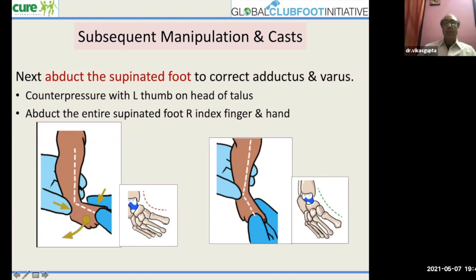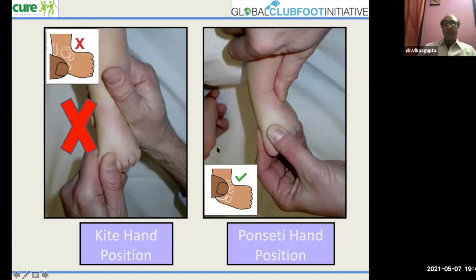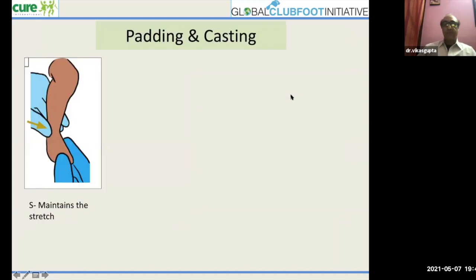The left hand is holding the head of the talus, and now you abduct the forefoot with the index finger and the hand. Okay. So remember, avoid Kite's hand position, which is an error. He was stabilizing the calcaneocuboid joint. And the Ponseti hand position, Ponseti is stabilizing the talar head. So what you do is you gradually maintain the stretch.